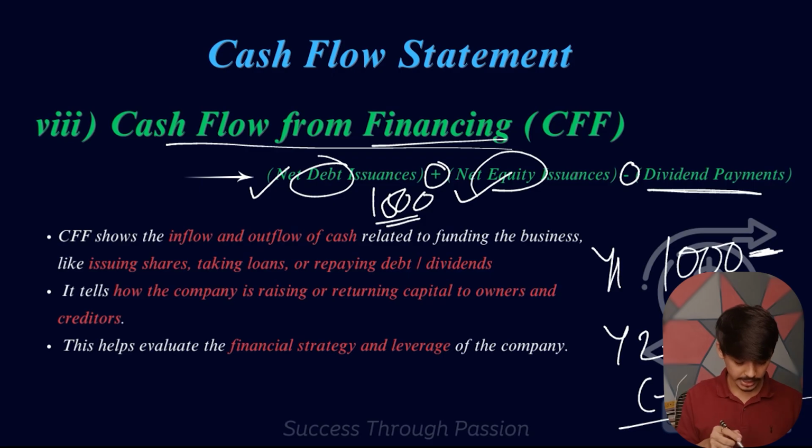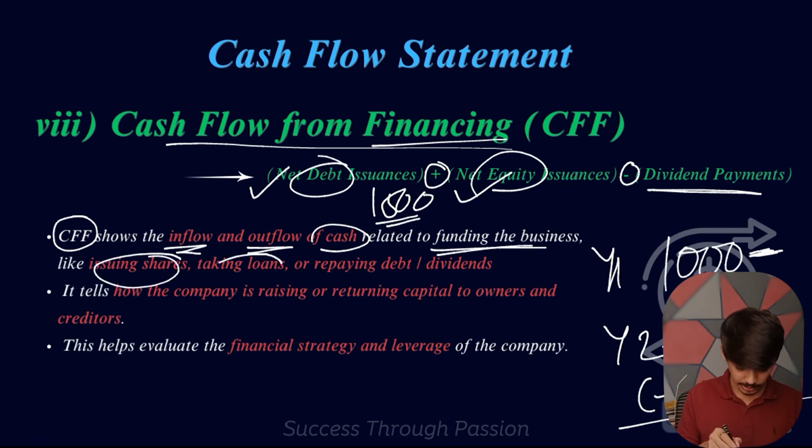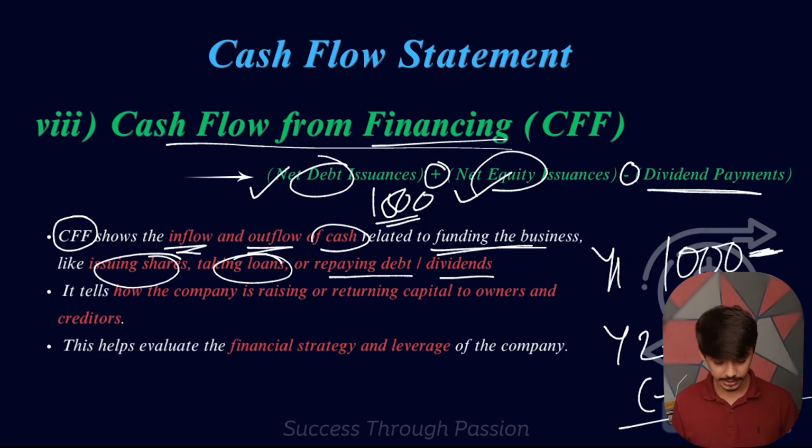Let's get on to the points. CFF shows the inflow and outflow of cash related to funding of the business. This we understood in the initial point only, that a business does not have cash on its own and it needs funding from the outside, and it can do it through issuing shares, taking loans, repaying debt, and paying out dividends. So these are all the elements of CFF.